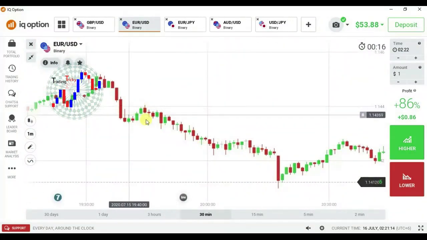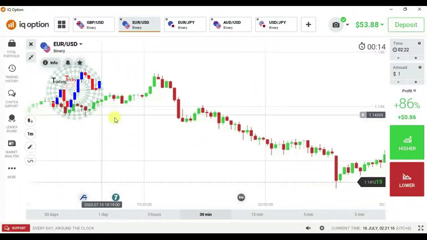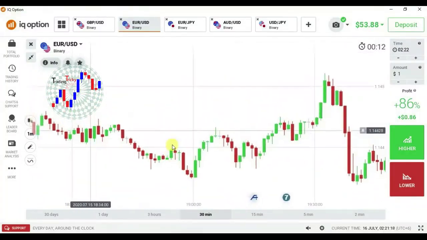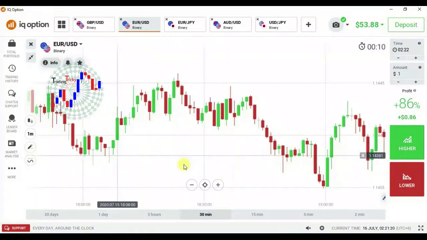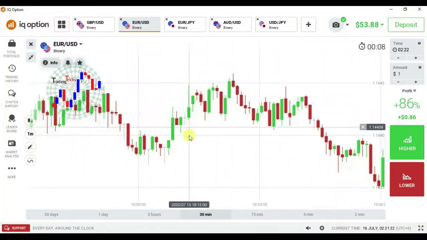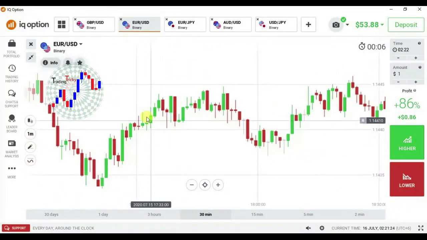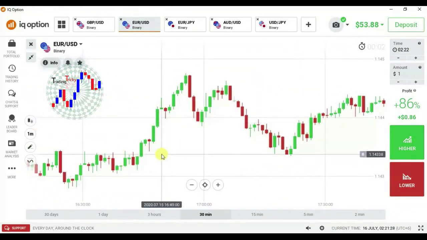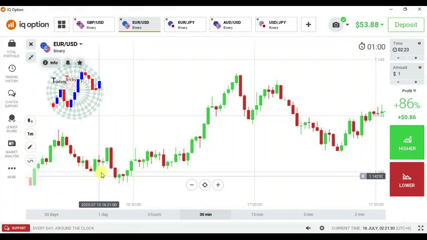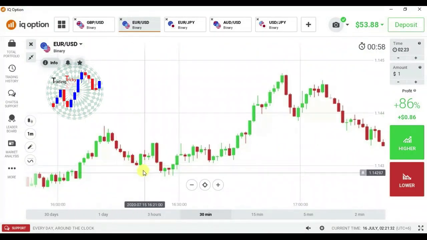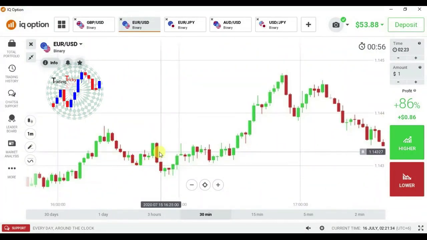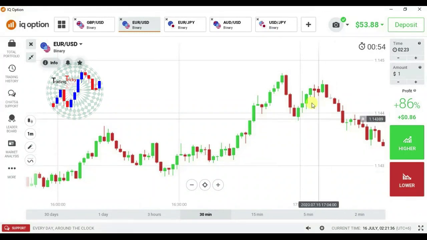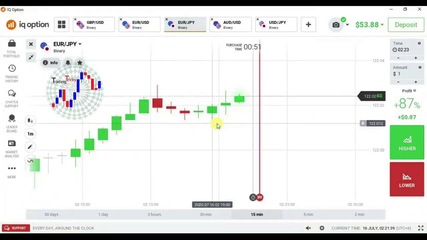See, everywhere you can see this round number will work most of the times. See here, here also. So every time you will have a lot of examples that round numbers are working very well. See, so you can believe this round number. So let's check some other pairs too.